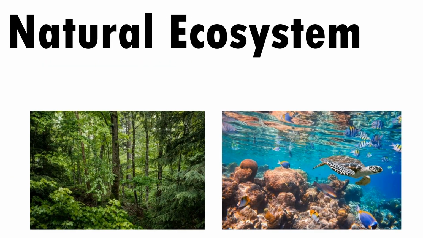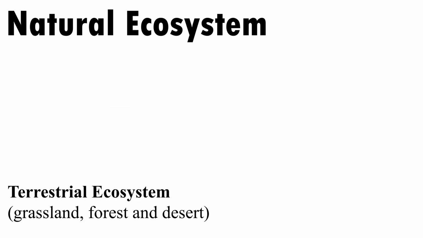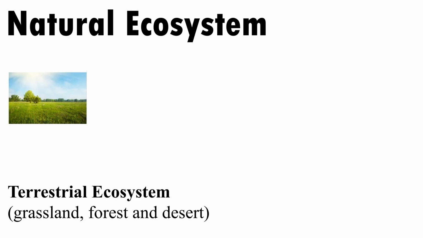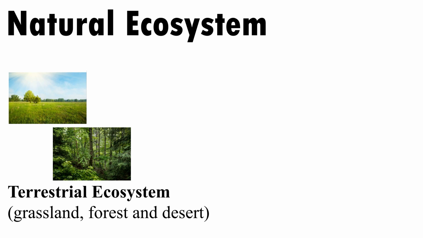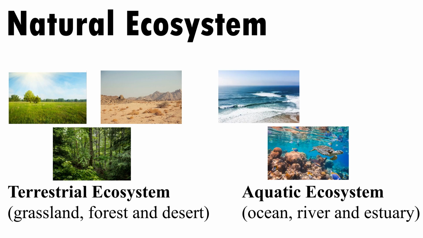Natural ecosystem. It is an ecosystem that operates by itself without human assistance. It can be a terrestrial ecosystem like grassland, forest, and desert, or aquatic ecosystem like ocean, river, and estuary.